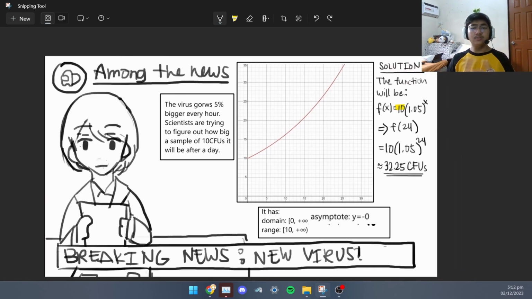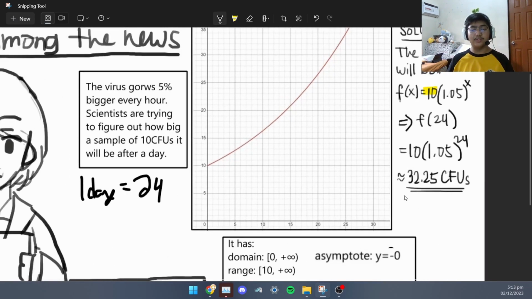So, to conclude, let's try to solve our sample problem based on our sample function. If the virus grows 5% bigger every hour and the scientists are trying to figure out how big the sample would grow after a day, what we first have to do is figure out how many hours there are in a day. So one day has 24 hours. With this, we can now substitute the amount of hours for the x value in our function.